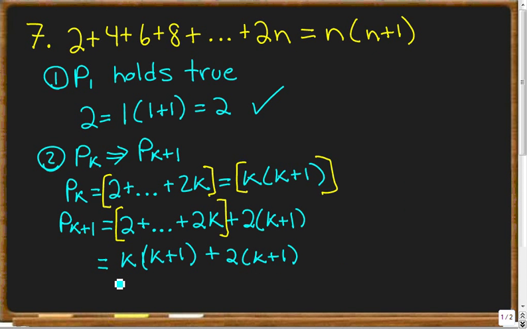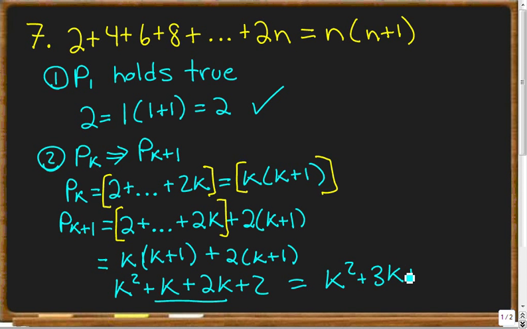So I want to simplify. If I simplify this, I will get k squared plus k and then plus 2k plus 2. And if I further simplify that, all I have to do is combine my k and 2k. I'll be left with k squared plus 3k plus 2. So right now I have a quadratic expression that I need to make look more like this, because I'm trying to show that this k plus 1 series works with this formula here.